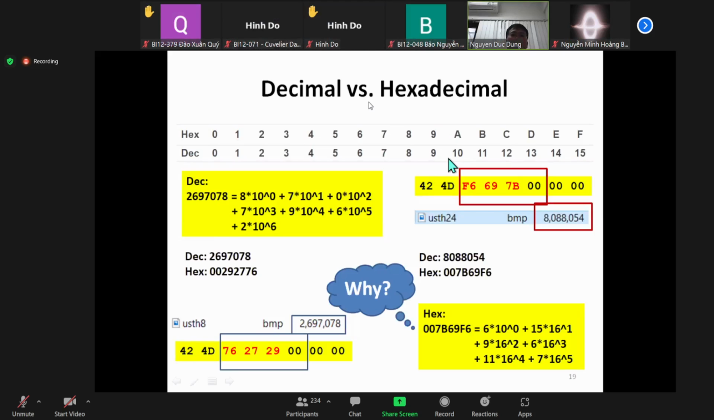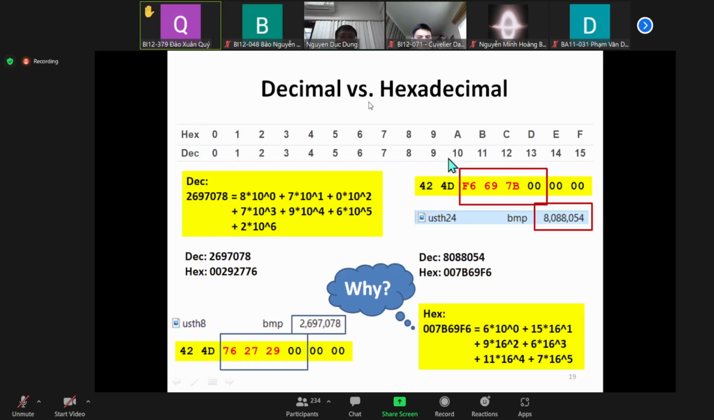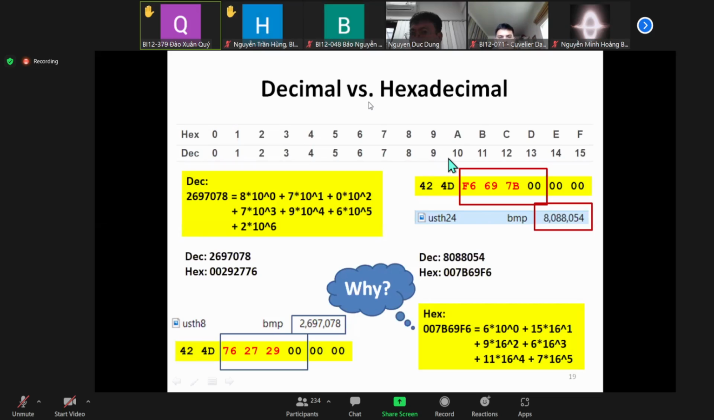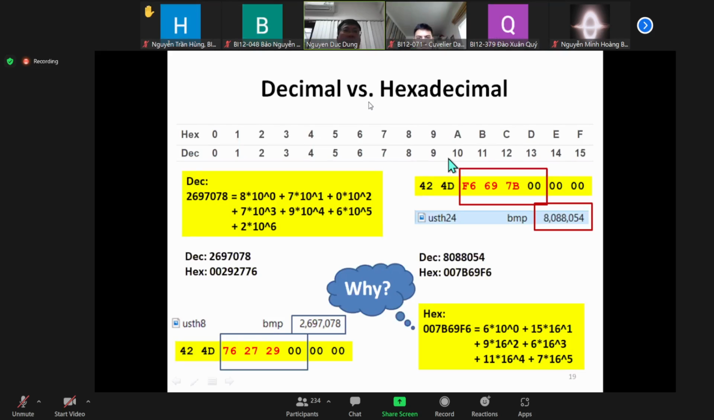Yes, Đào Xuân Quý, please. I think the reason why we use hexadecimal in computers is because it is easier to understand for the computer, and also easier to understand for us. Okay, so you said that hexadecimal is easy to understand both by computers and by people. Thank you. Nguyễn Trần Hùng, please.